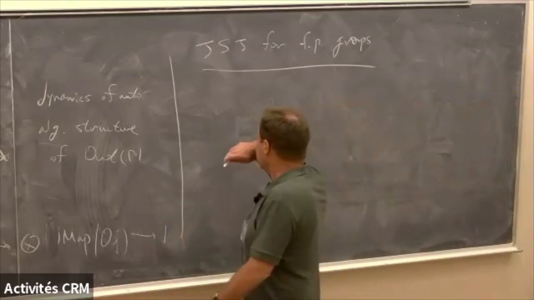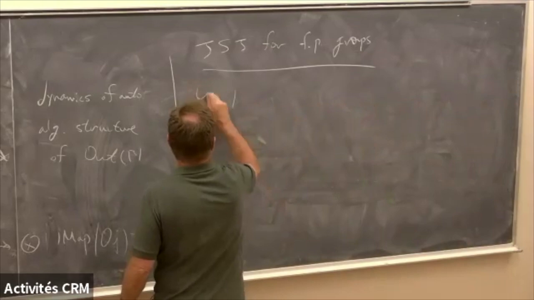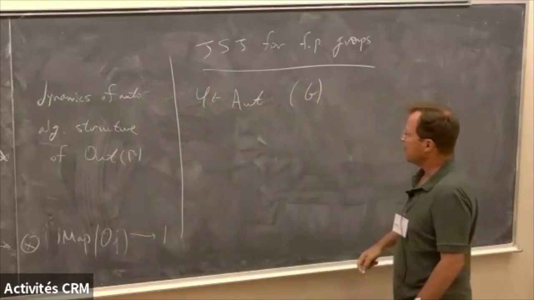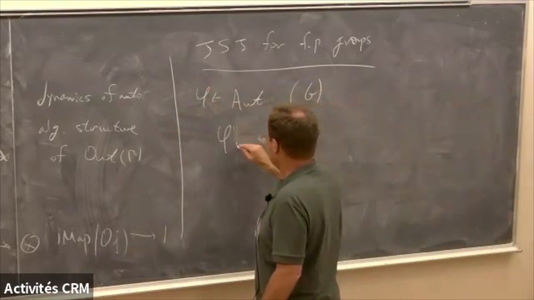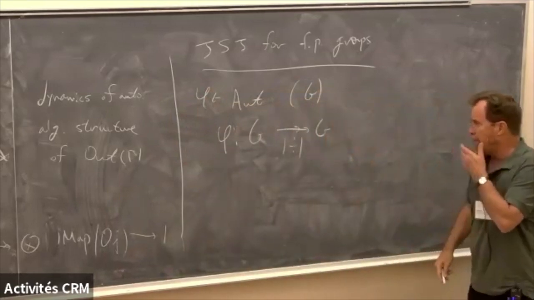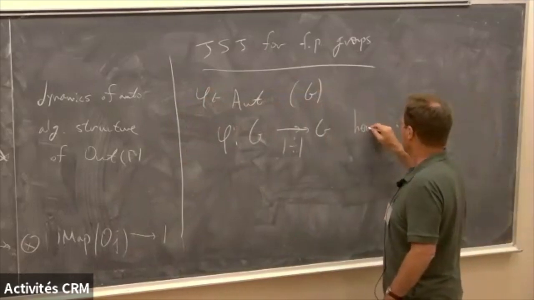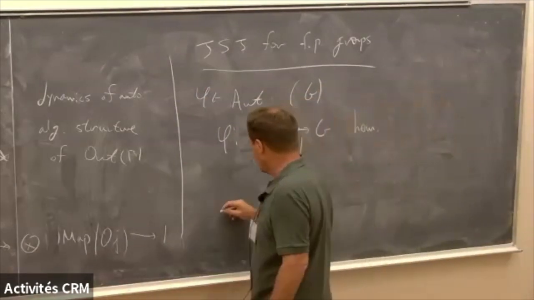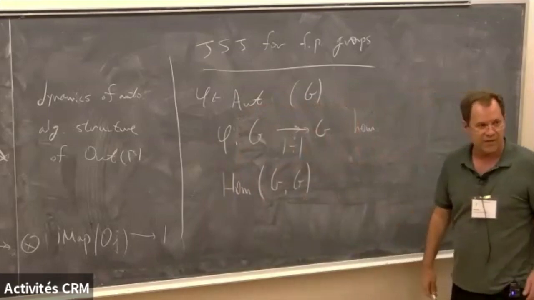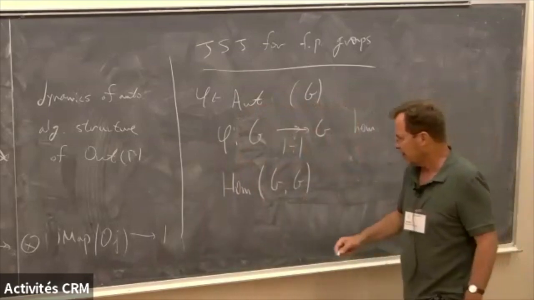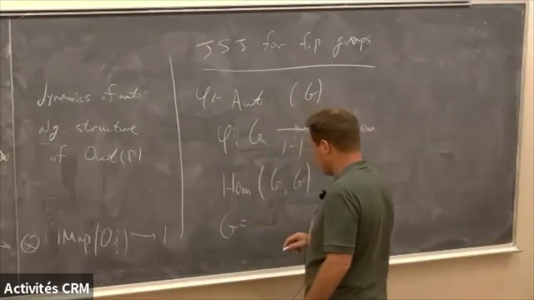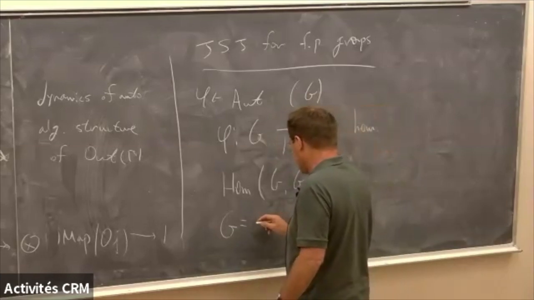So we can view phi as an automorphism of, say, a group G. Phi is a map from G onto G, and of course it's also one-to-one. But in particular, phi is a homomorphism. So we can look at the collection of all homomorphisms from G to G. In our case, G is finitely presented. That's not particularly important, but let's say G is finitely presented.